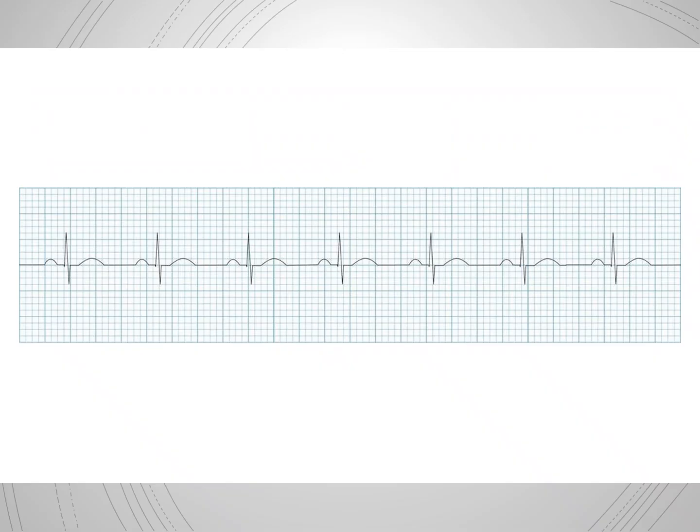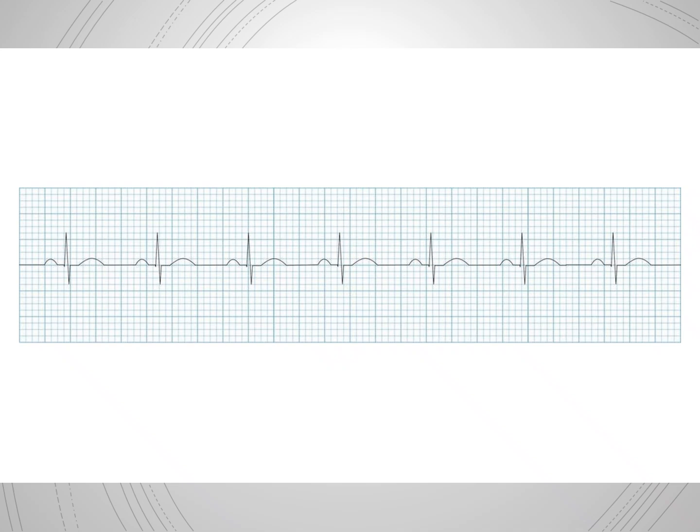I want you to take a moment to review this strip, and when you feel confident in identifying the rate of this, I want you to look to your classmates to your right and to your left and just verify with them to see if you all got the right answer. So I want you to confirm, what is the rate? Try using both the large box method and the 6-second method to verify. Do you think that this rhythm is regular or irregular?